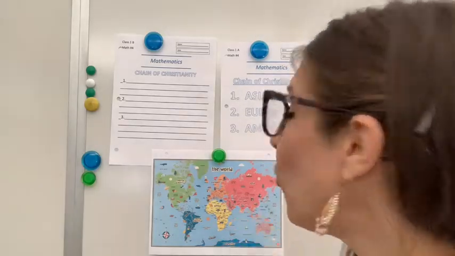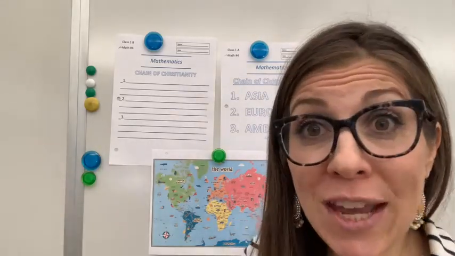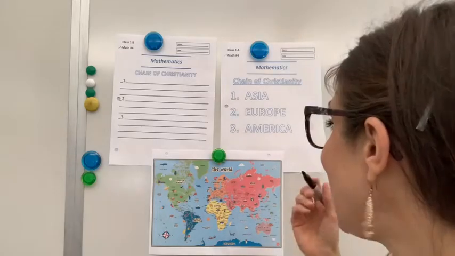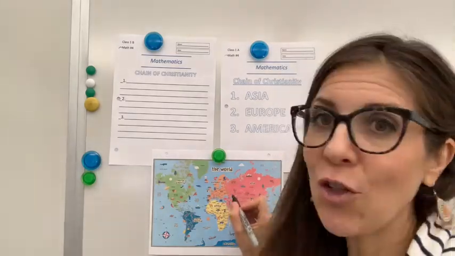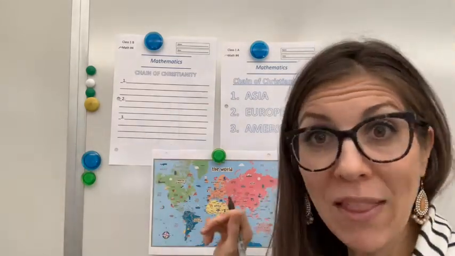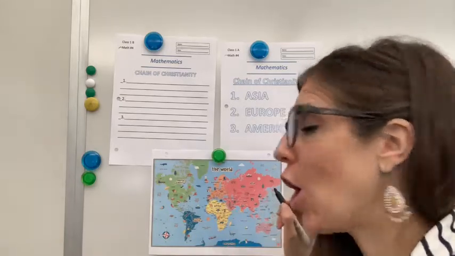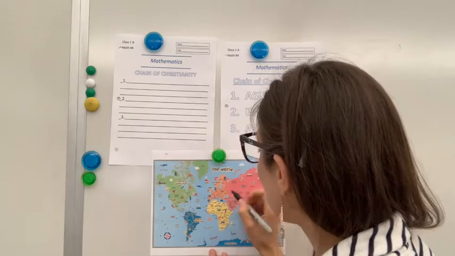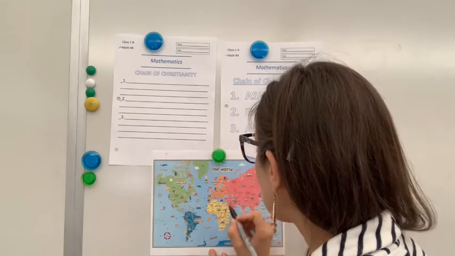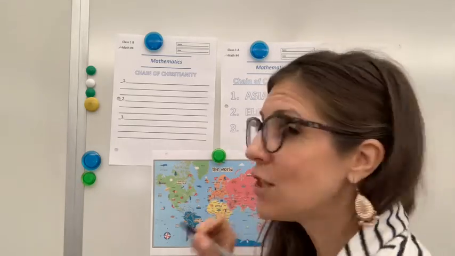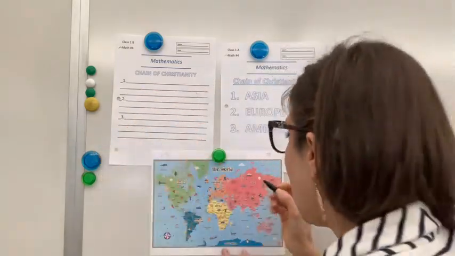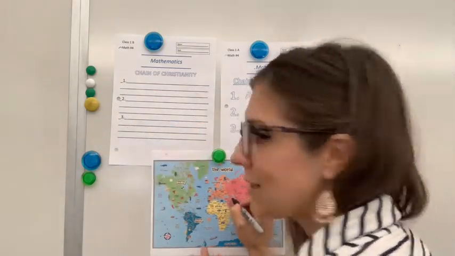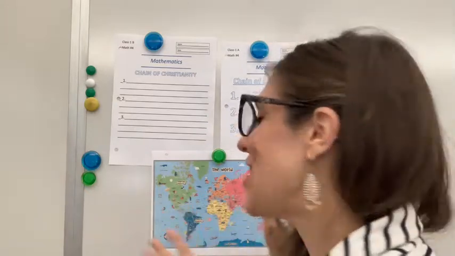So we call that the chain of Christianity. And in many areas, this is how the gospel was moved. And mathematics is the same way. God used math to bring about, he uses math to bring about his liberty. So we go from Asia. So I want you to take a black marker and you're going to say Asia. Say it loud. Asia. Very good.